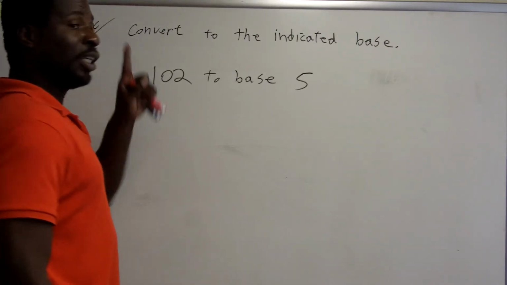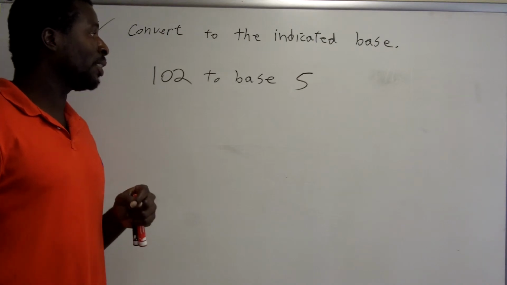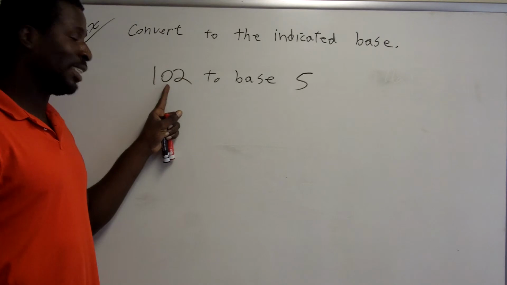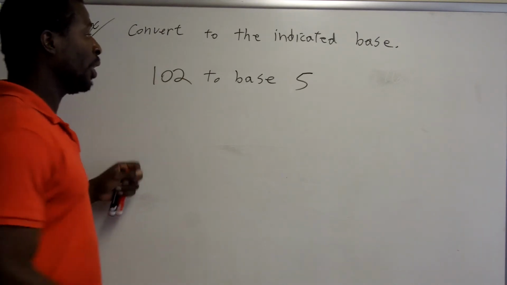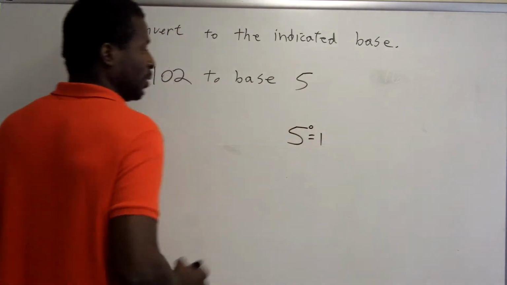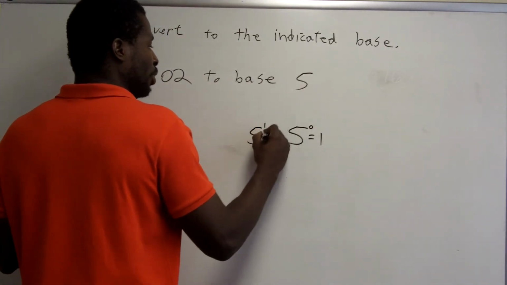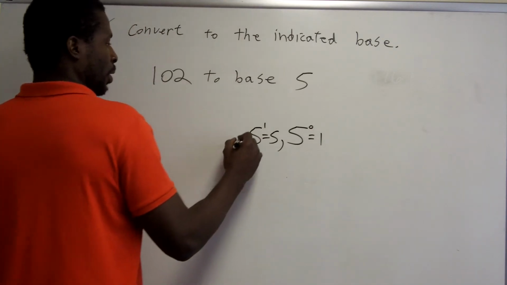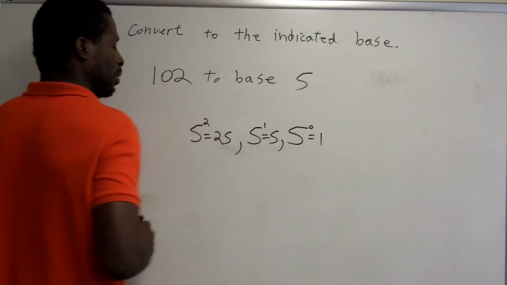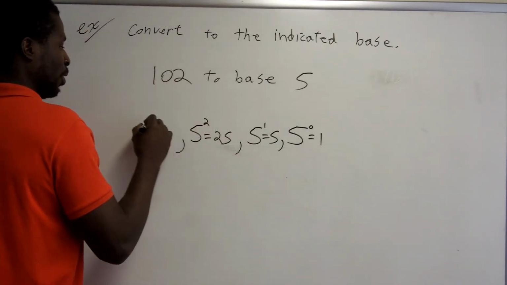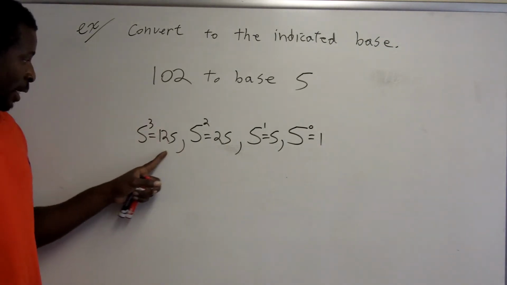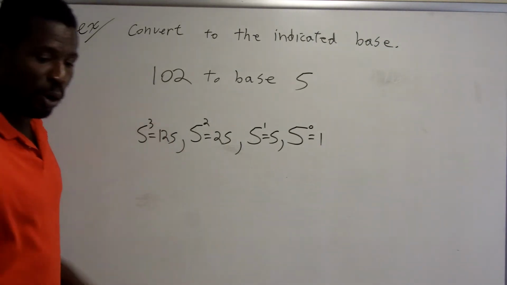All right, so the first thing you want to do, remember, is look at what place value is still less than or equal to 102. So let's start off with the place values. There's the 5 to the 0 place, the 1's place. There's the 5 to the first place, the 5's place. There's the 5 to the second place, the 25's place. And there's the 5 to the third place, which would be 125, the 125's place. This is too big. That number is bigger than 102, so we ignore that.